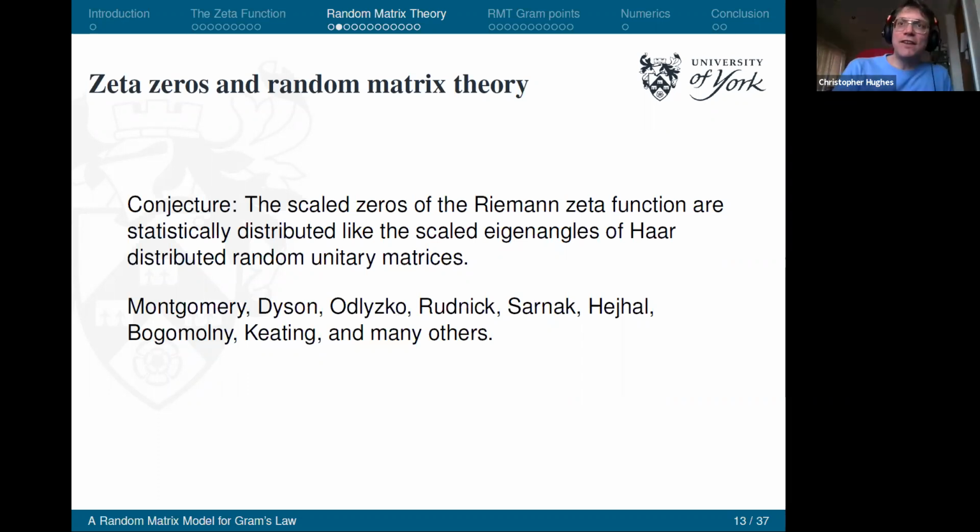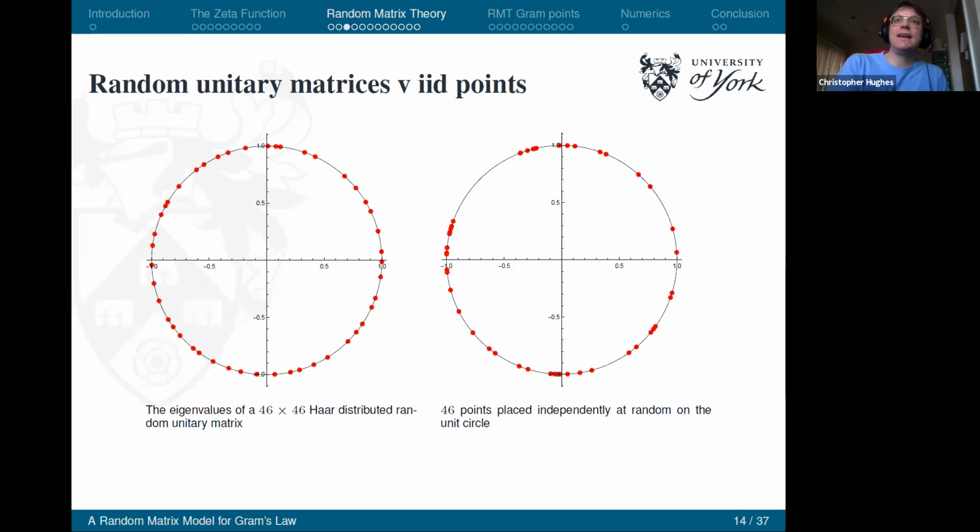And I kind of don't want to justify it. I just want to give you some pictures. So first of all, if I take a unitary matrix, that's what I've got on the side, and I plot its eigenangles, well, they all lie on the unit circle, right? That's a property of unitary matrices. But if I choose it with Haar measure, it's got some structure to it, and that manifests itself in the distribution of the eigenvalues. And it's different from just throwing points down independently at random on the unit circle.